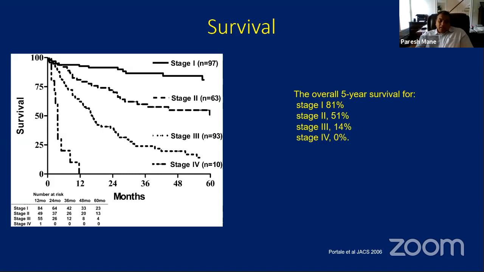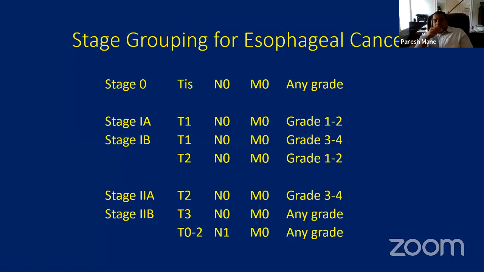In terms of staging, stage one is typically T1 and T2 with a good biology. So well-differentiated adenocarcinoma, T2, you would still call that stage one. And then poorly differentiated adenocarcinoma, if it's T2, would be stage two. And of course, as you can see, anything beyond that, T2, T3, would be T2 and above.